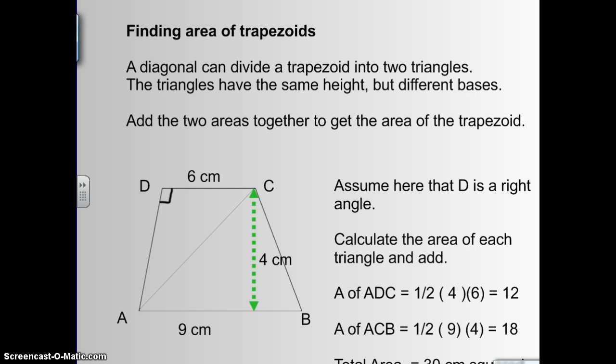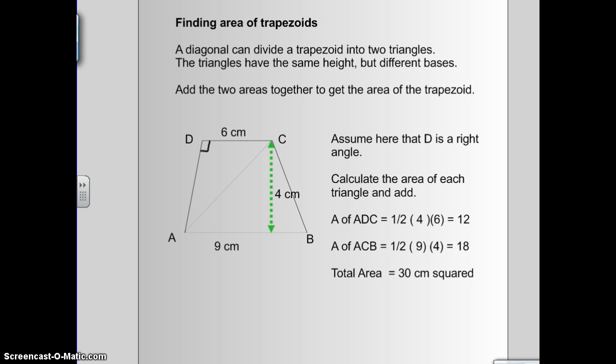The area of ACB is 1/2 the base times the height. That's 1/2 times 9 times 4. So you're going to see that that's 18. So you add both sections together, and you get the total area of 30 centimeters squared.